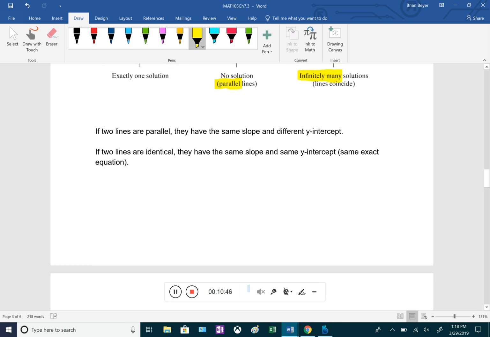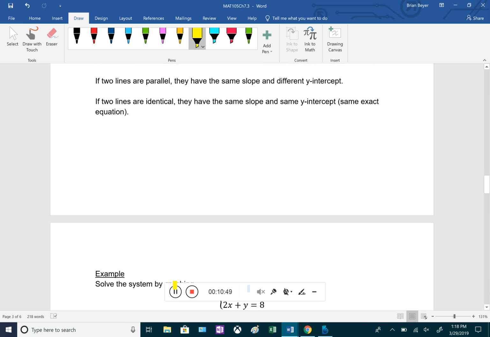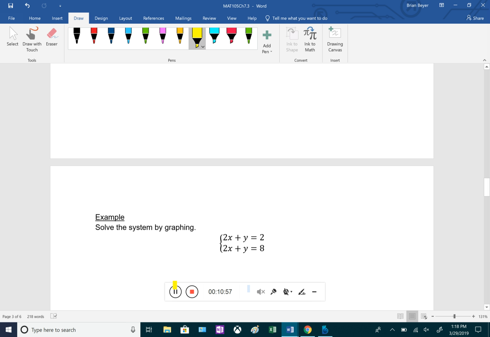Okay, and just a reminder here, if two lines are parallel, that means they have the same slope, different y-intercept. If two lines are identical, they have the same slope and the same exact y-intercept, which means they would be the same exact equation.